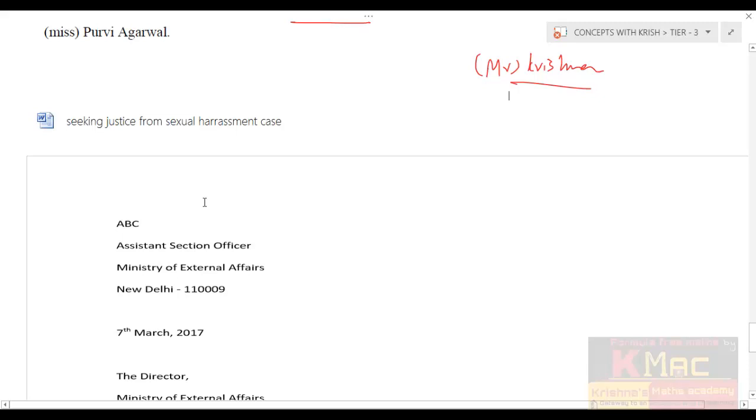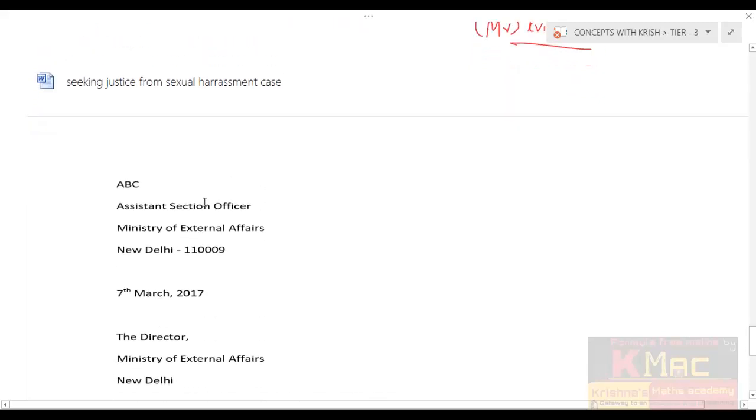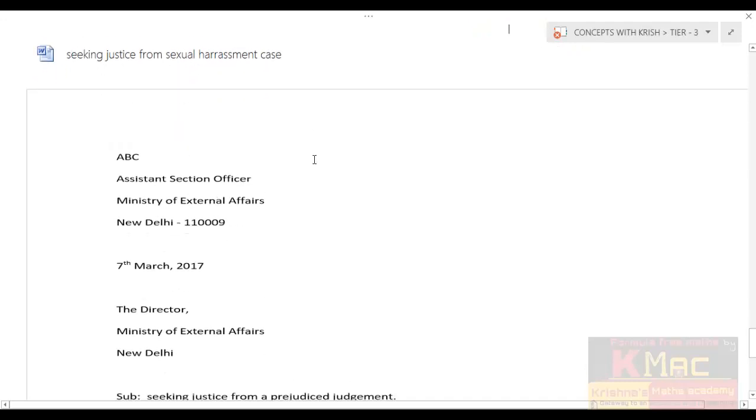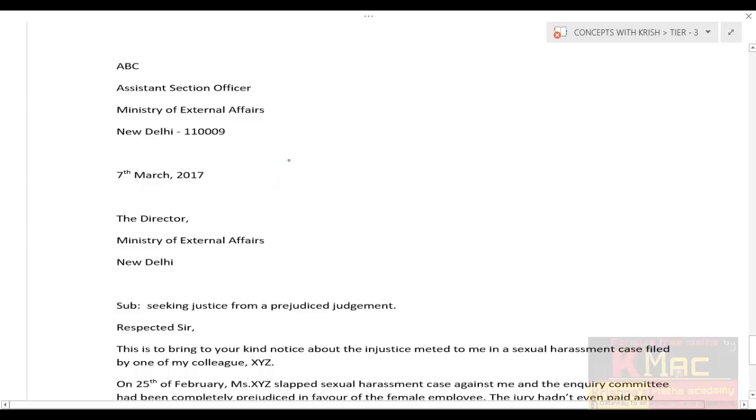Here is a sample official letter which I wrote last year, in 2016, seeking justice from a sexual harassment case. The question clearly stated, write a letter to the Ministry of External Affairs. So this one you have to understand, you have to use your mind. The office is in New Delhi, so you have to put the New Delhi address, not any other address. In the question no person's name was given, so I used ABC.